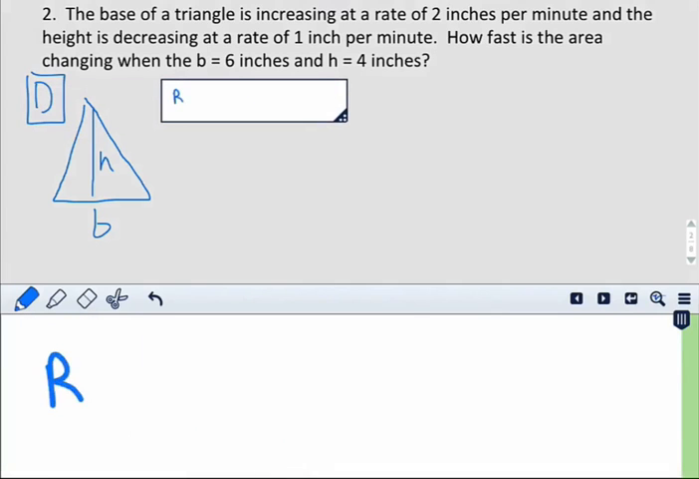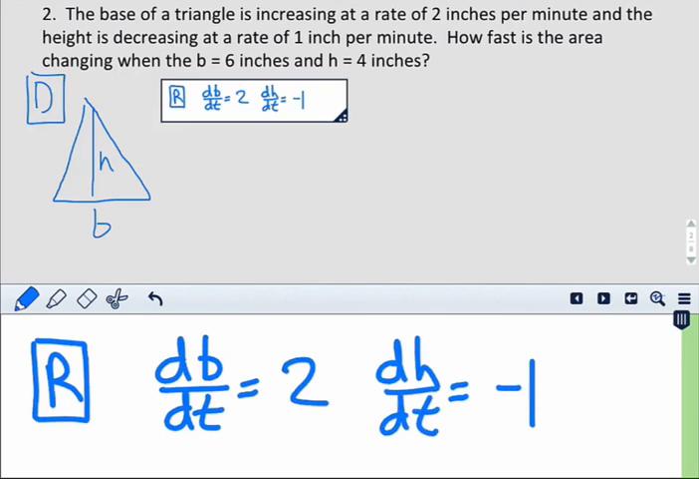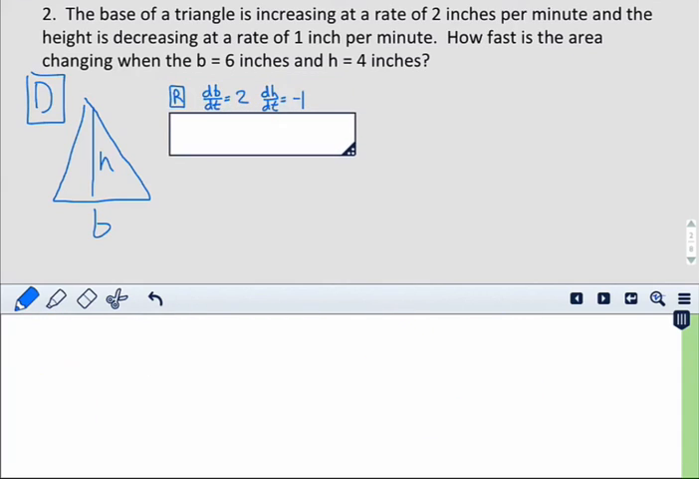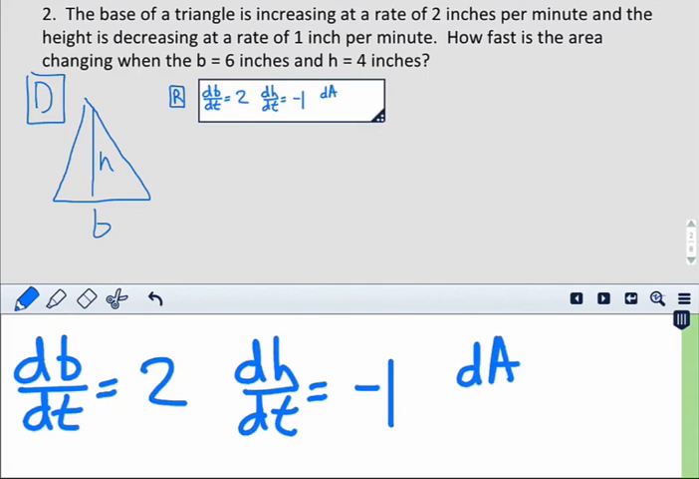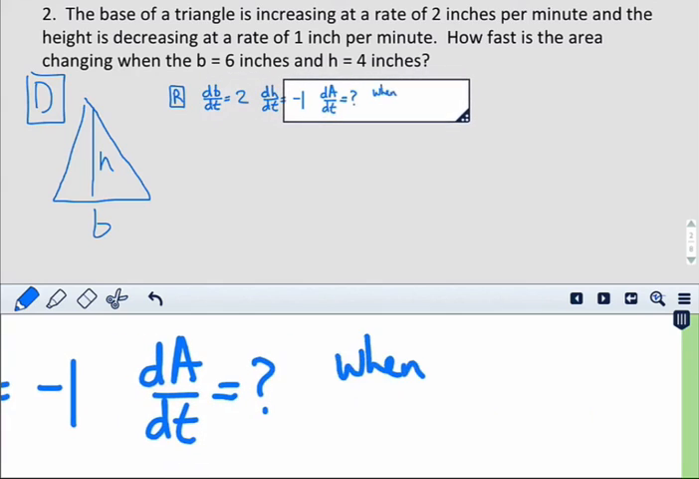Next, we'll deal with some rates that we know and are trying to find. So the base of the triangle will be dB/dt, and that is increasing at a rate of 2, so that's positive 2. And then we know the height is decreasing, so dH/dt is going to be negative 1, because it's decreasing at 1 inch per minute. And we want to know how fast is the area changing. So we want dA/dt. That's what we're looking for. And we want to know this when our base is 6 and our height is 4. So we're going to substitute that in back at the end.